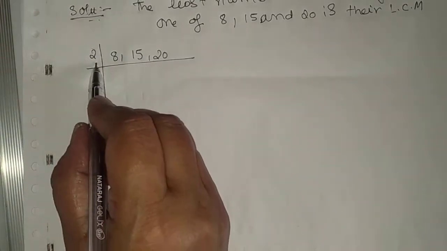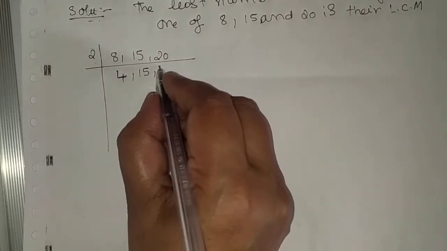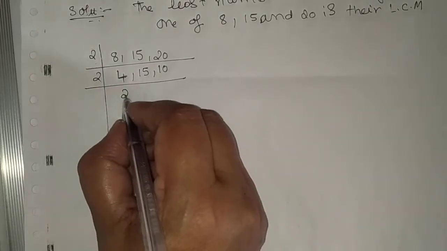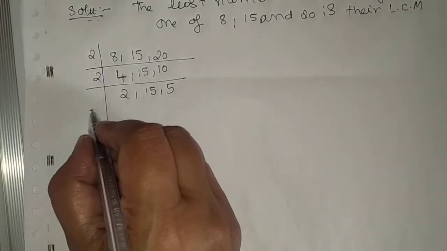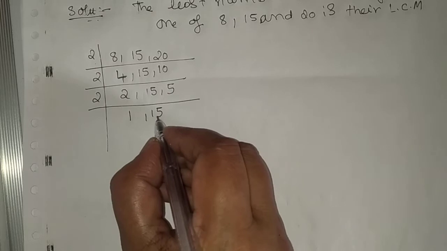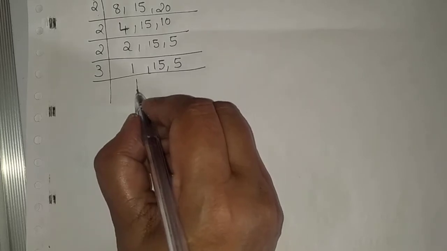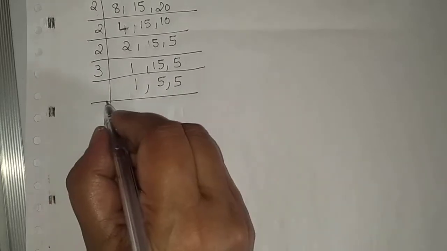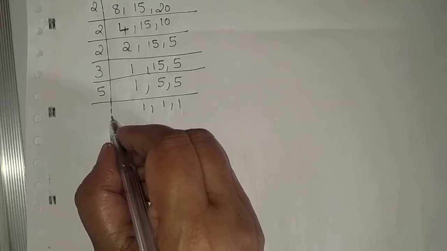Here first we take 2. 2 4s are 8, 15 remains as it is, 20 is there, 2 10s are 20. Next again we take 2. 2 2s are 4, then 15 remains as it is, 2 5s are 10. Next again we take 2, so this becomes 2 1s are 2, again 15 remains as it is, 5 remains as it is. Next we take 3. 3 1s are 3, 3 5s are 15, then 5 remains as it is. Last we take 5: 1, 1, 5 1s are 5.